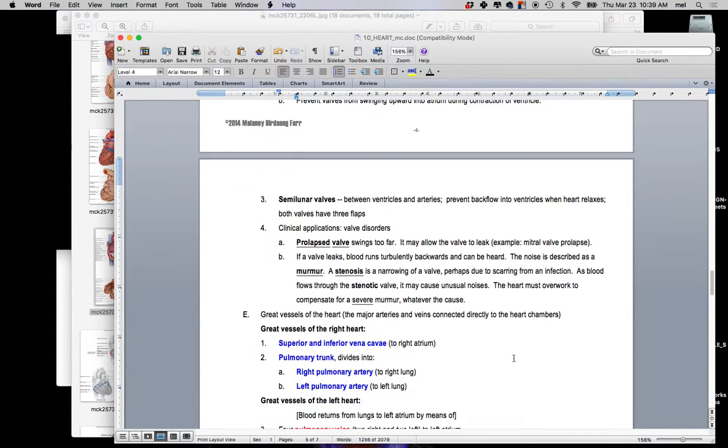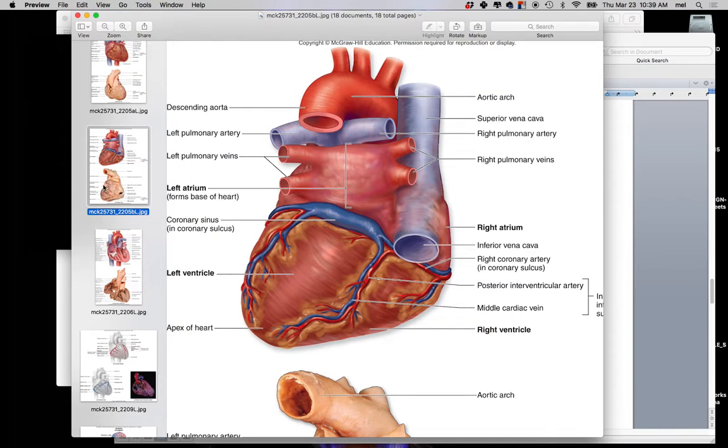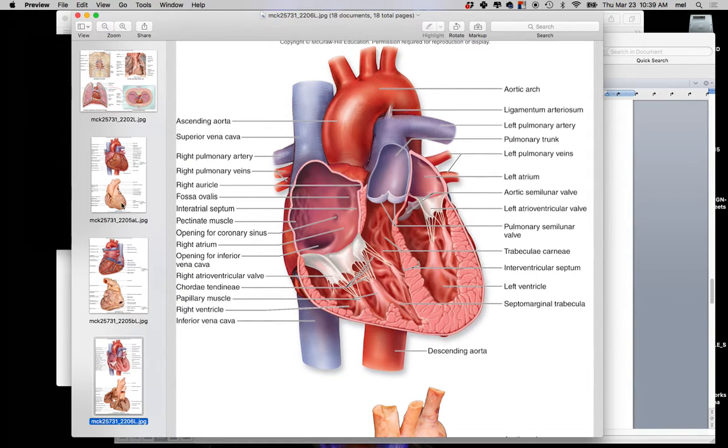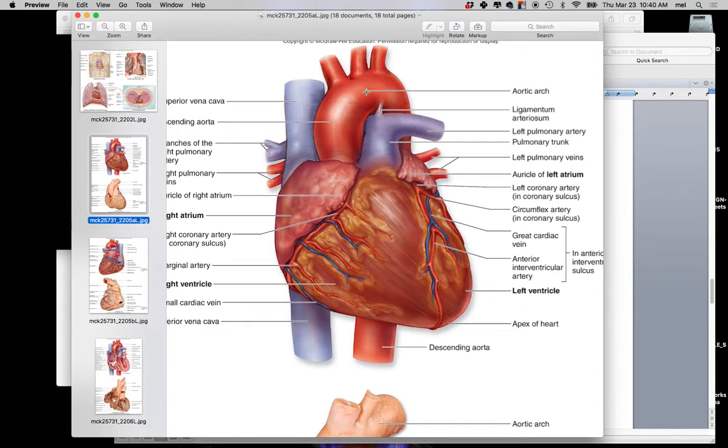Okay, so now let's just talk briefly about the great vessels of the heart, and then we'll talk about the blood supply of the heart. So what do people mean when they say great vessels of the heart? The vessels that are directly attached to the chambers are considered the great vessels. So the great vessels of the right heart are the superior and inferior vena cava and the pulmonary trunk. And the great vessels of the left heart are the left and right pulmonary veins and the aorta, right?